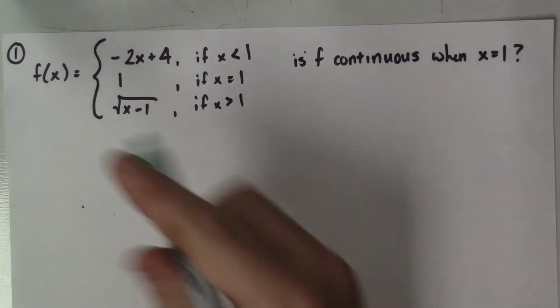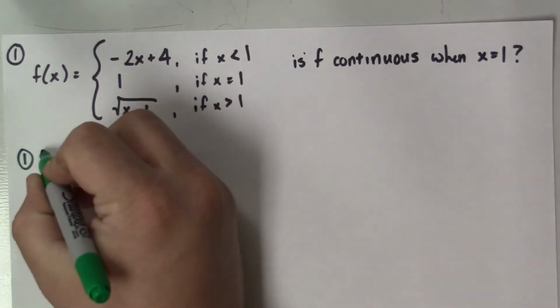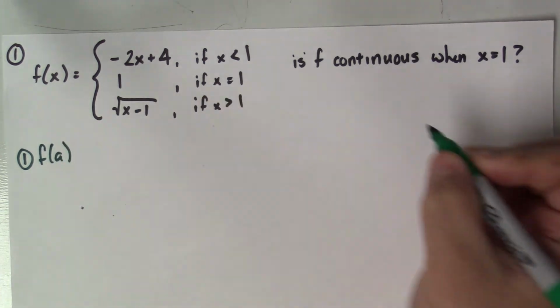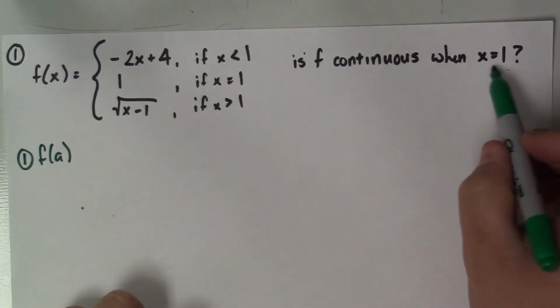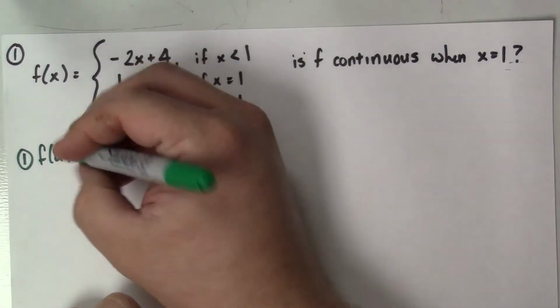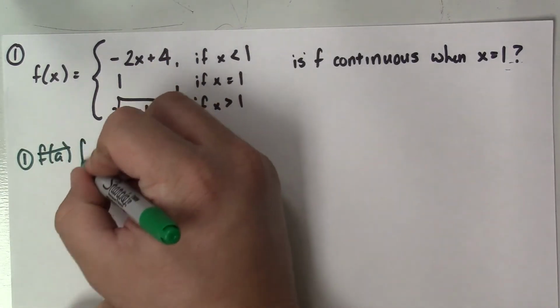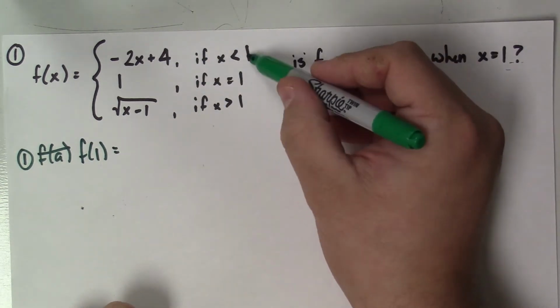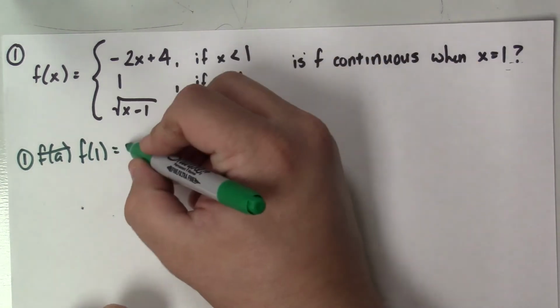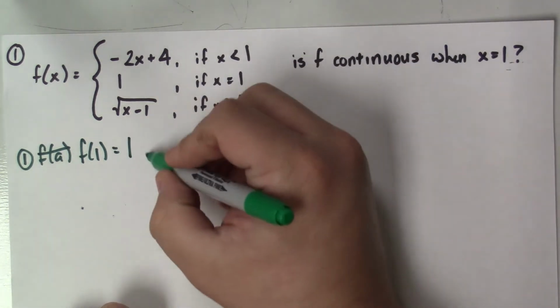So the first thing on our checklist is that f of a must be defined. It's got to be a number. My a here is 1. I'm looking when x is 1. So instead of that, we're going to say f of 1 is defined. What is f of 1? Well, when x is 1, the function value is 1. It's defined. Check.